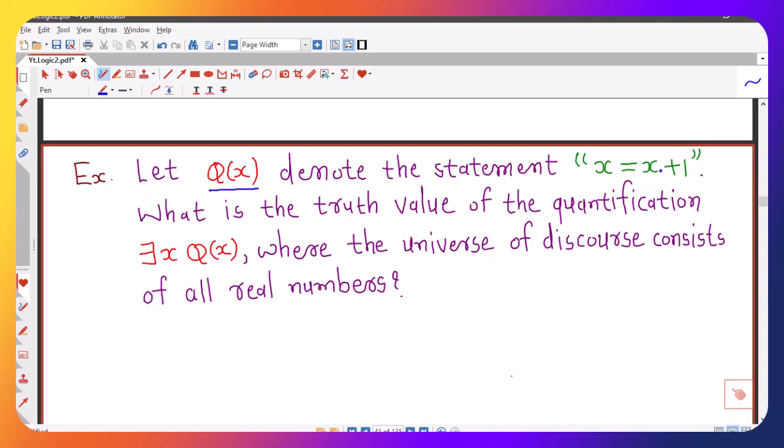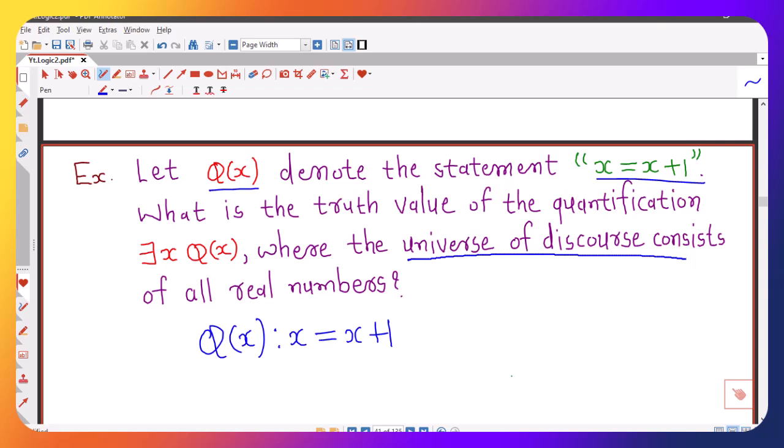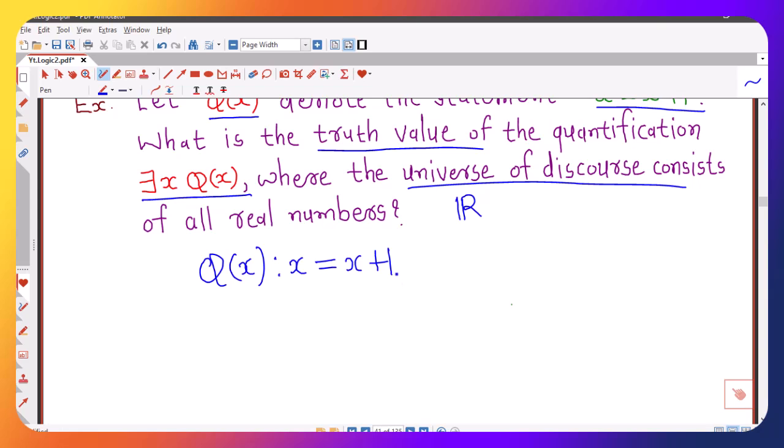Here q(x) denotes the statement x equal to x plus 1. So first we write down the given statement function, which is x equal to x plus 1, and the universe of discourse consists of all real numbers, that is, the domain is the set of real numbers, and we have to find the truth value of the quantification there exists x such that q(x). Now first we check whether there is any x in the set of real numbers such that this happens.